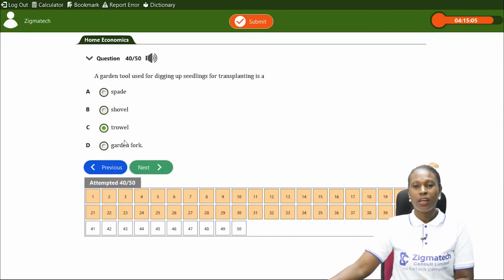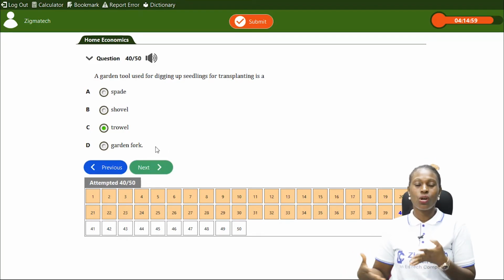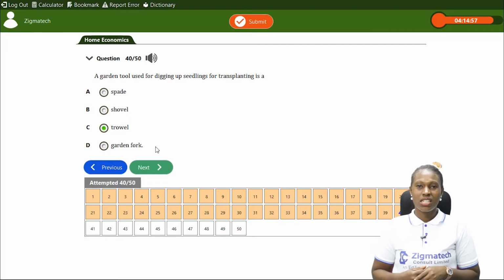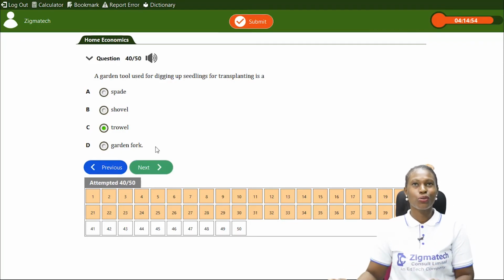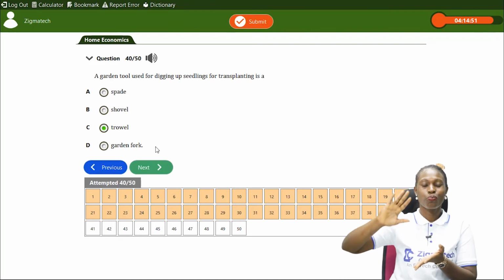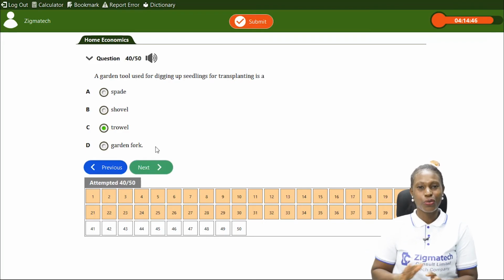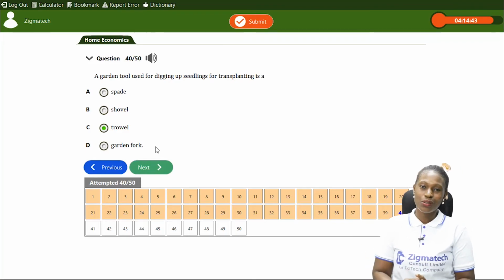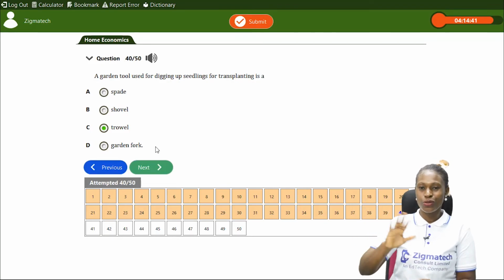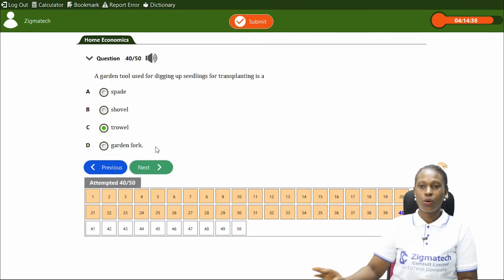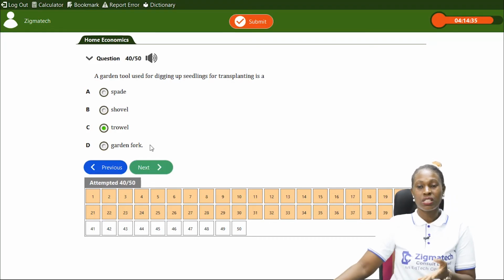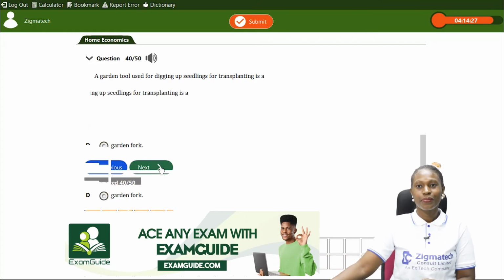Your trowel. How do we explain what a trowel is? Just like I said, it is used to dig up seedlings for planting. But most of us would have seen it more when builders use it to smooth their cement and all of that. That's what a trowel is. So it is used as a gardening tool as well, aside from being used to smooth cement. It's also used as a garden tool to dig up seedlings and for transplanting them, to plant them. Now let's look at the next question.